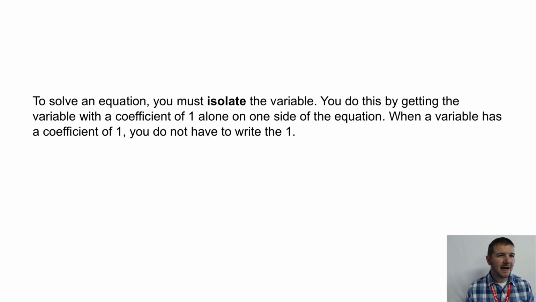To solve an equation, you must isolate the variable. You do this by getting the variable with a coefficient of 1 alone on one side of the equation. When a variable has a coefficient of 1, you do not have to write the 1.